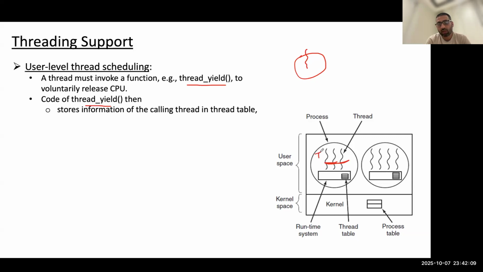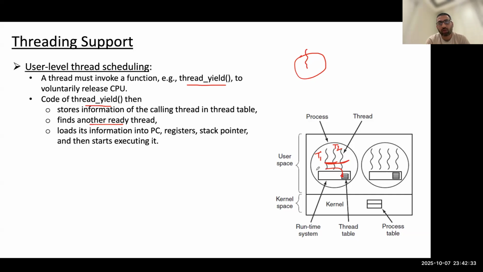Let's say this is thread one, and it was running on the core. Now, when it makes the call thread yield, its information is stored in this thread table here, and then your runtime library will find another thread which is ready to run, right? Maybe let's say thread 2 is ready to run. And it will load its information from the thread table, which is basically its values for the PC register, general purpose registers and stack pointer, and then starts executing that thread 2.